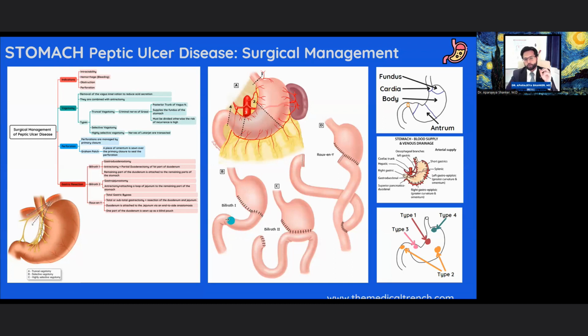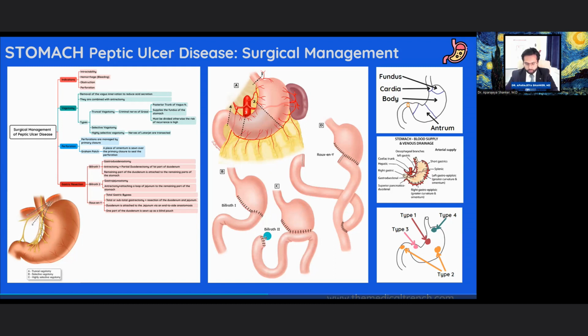Now, the issue with Billroth 1 is that we have something called gastric dumping syndrome, in which the stomach sort of balloons up with lots of food, and suddenly everything rushes straight into this efferent limb, or the limb that's going away, right? In order to prevent complications from Billroth 1, they developed something called Billroth 2.